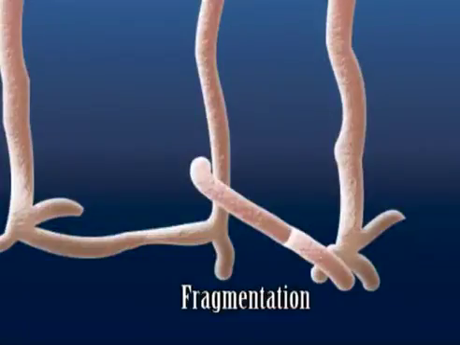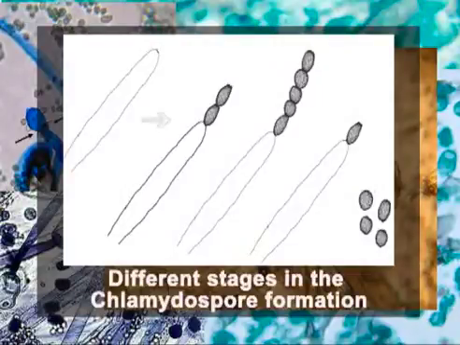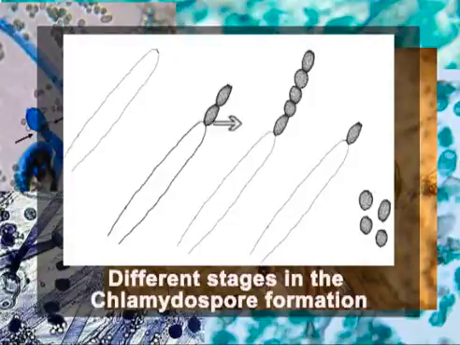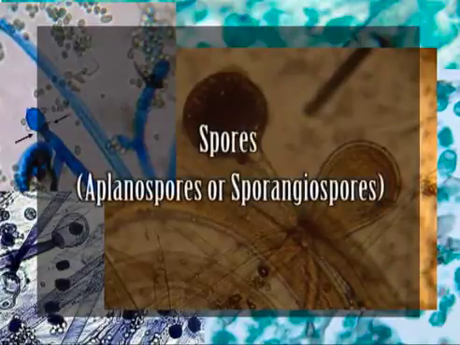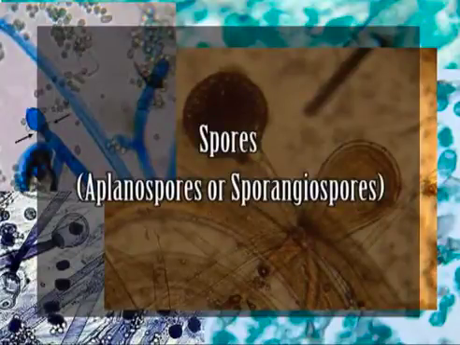Number 1, fragmentation. Due to mechanical injury, the vegetative hyphae break up into smaller fragments, and each fragment develops into a new mycelium. Number 2, chlamydospores. These are formed under unfavorable conditions. In anaerobic conditions, the tips of the hyphae become septate. Each segment secretes a thick wall and assumes a round shape. These are called chlamydospores. Number 3, spores or sporangiospores. This is the most common method of asexual reproduction.